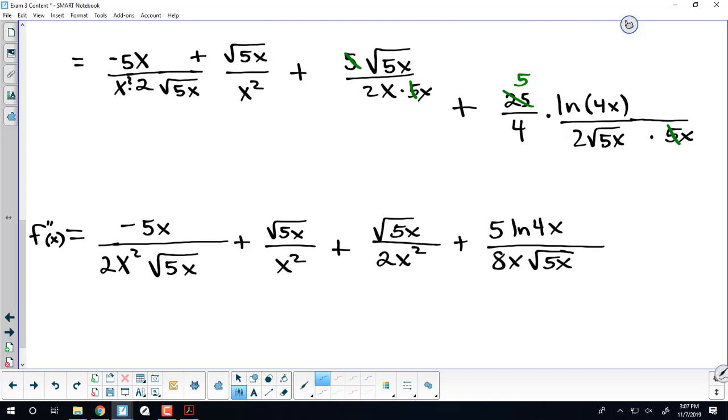Okay. So then, in order to find the intervals of concavity, we have to determine when our second derivative is undefined and when our second derivative is equal to 0. So undefined when x is equal to 0, I think that's pretty clear. Yes. X can't be 0.